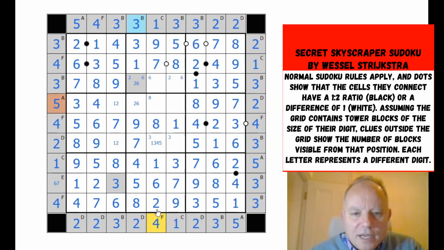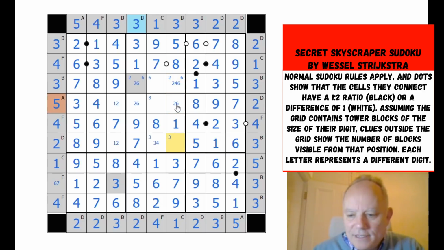How's this 4 clue getting along? 2, 6, 8, 9. It's finished. How annoying, it doesn't help anymore. But this is now not a 1 or a 5. 3, 7, 9, 1, 8, 5. 2 or 6. 2, 4 or 6.